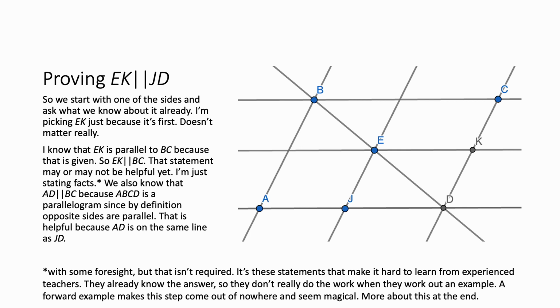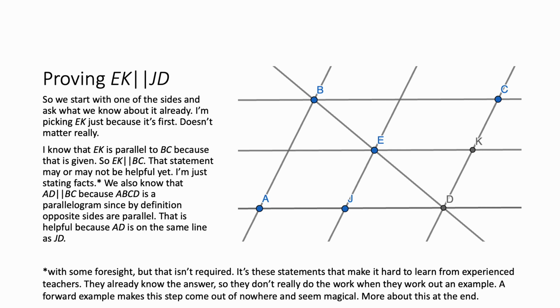In this case, I know that EK is parallel to BC because that was given. That was told. So that's just a given statement there. That may be helpful. I don't know yet. Maybe that's where this is going. I'm just stating facts. There's a footnote there. Read the footnote. We also know that AD is parallel to BC. So I'm just following it.